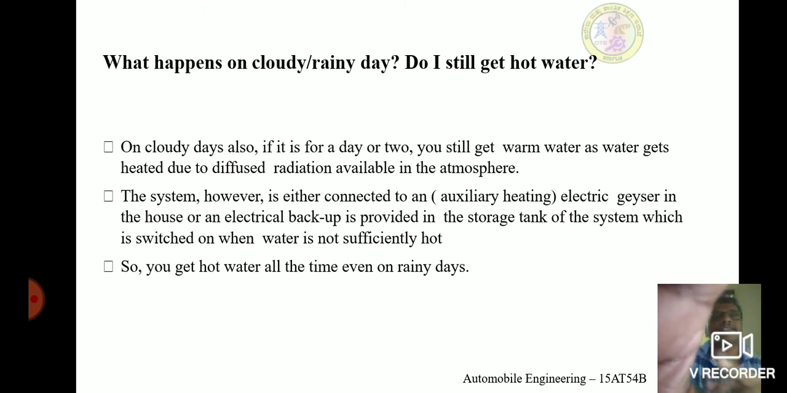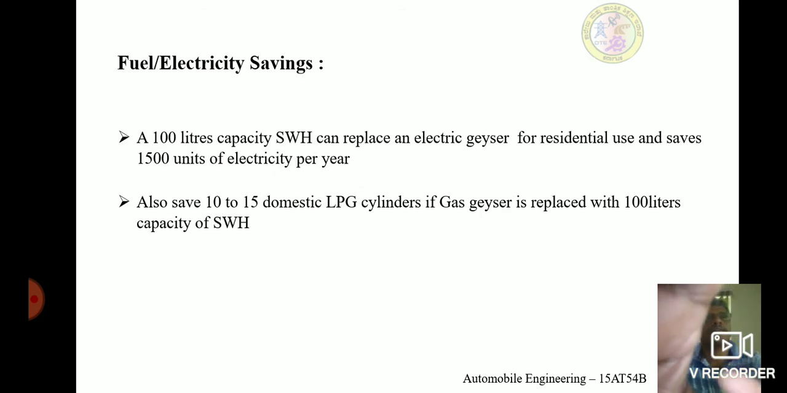In such cases, as I told earlier, one auxiliary system should be there. It makes use of electric power, that is a geyser. If you use a geyser along with this solar energy, then definitely sufficient hot water will be available on all 365 days, even on rainy days or cloudy days.